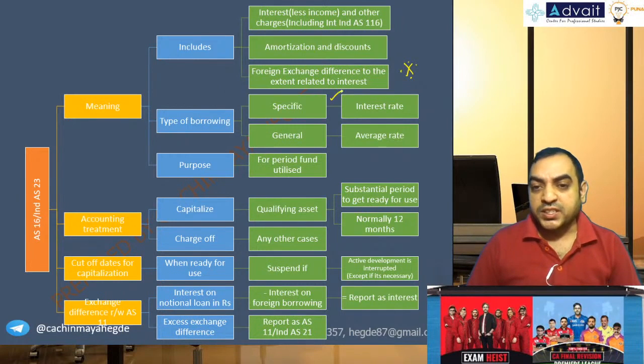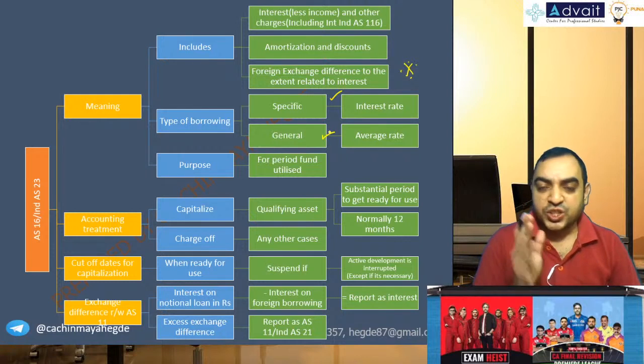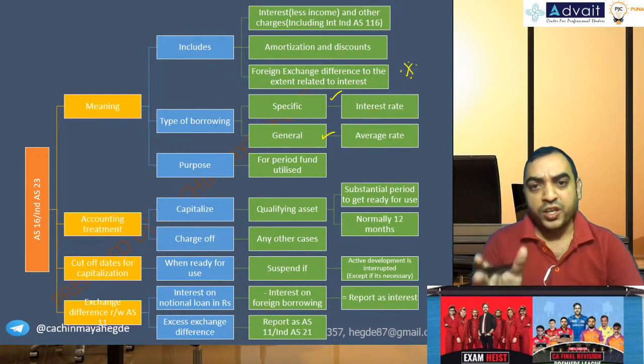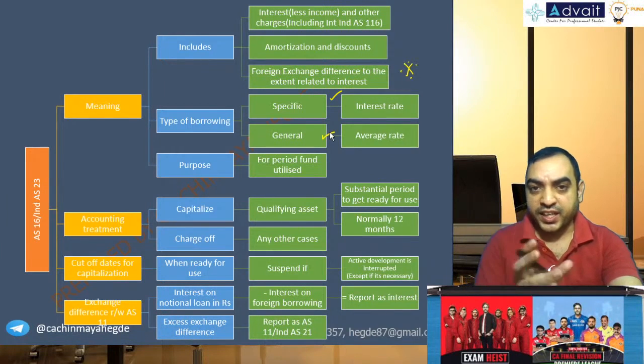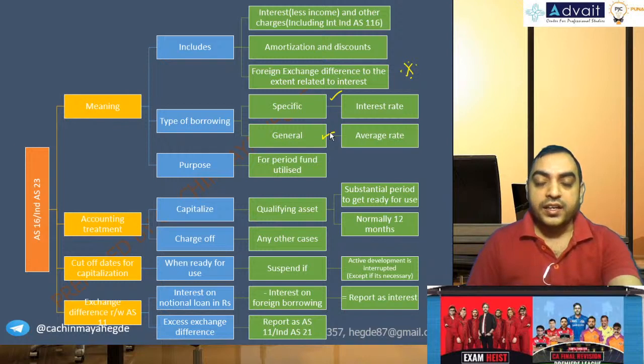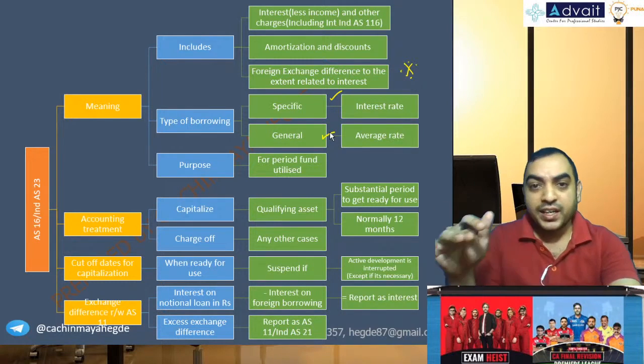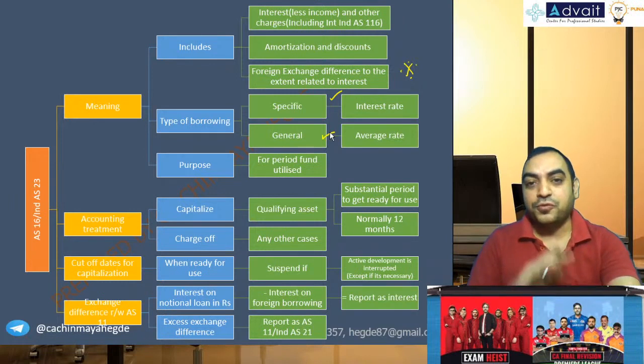Type of borrowing may be specific borrowing or general borrowing. Specific borrowing means a loan taken only for the purpose of this particular project, therefore we take that particular rate of interest. And if it is general borrowing, many borrowings will be there, so we'll take a weighted average. What do you mean by weighted average? The amount of loan into the rate of interest plus amount of loan into rate of interest, and so on, divided by the total amount of all borrowings. And the purpose and the period for which it is utilized, only that period interest will be capitalized.